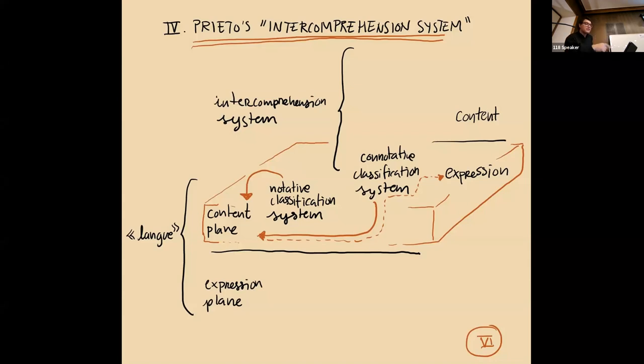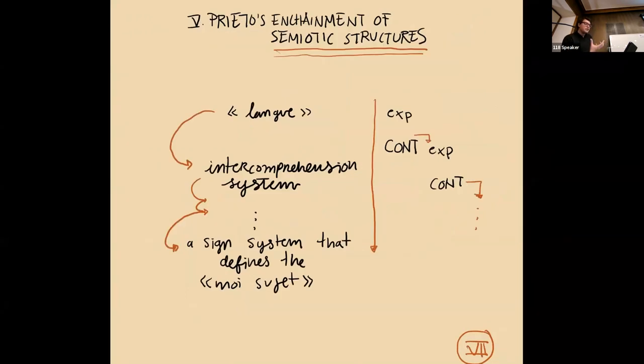For Prieto, however, the attention is given to the intercomprehension system and to the enchainment that it generates. Its endpoint is, according to Prieto, a sign system in which objects signify the subject itself. This leads him to propose a theory of the subject, which I will not discuss today, but it's important to keep that in mind. Now, the question of whether the expression plane of a language can be regarded as content is also interesting because it highlights that the trajectory Prieto proposes would have a direction. The enchainment goes from language to subject, at least in the way he presents it in Pertinence and Practice, the book where he talks about these things. The question, of course, is whether this enchainment would look the same in the other direction.